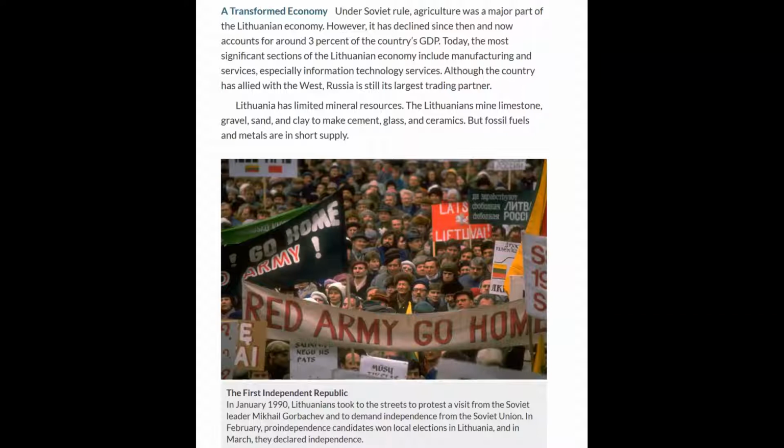See people protesting. It says, in January 1990, Lithuanians took to the streets to protest a visit from the Soviet leader Mikhail Gorbachev and to demand independence from the Soviet Union. In February, pro-independence candidates won local elections in Lithuania, and in March, they declared independence.